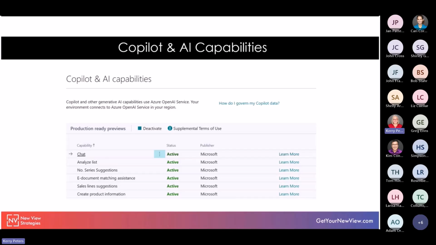So all of these would be in preview. So chat, analyze list, number series, e-document matching, sales line suggestions, create product information. You can go to this page as an administrator and you can activate or deactivate features as needed. One of the other things that you'll see on this page is you'll see generally available Copilot. What you'll see under there is marketing text and bank recs.